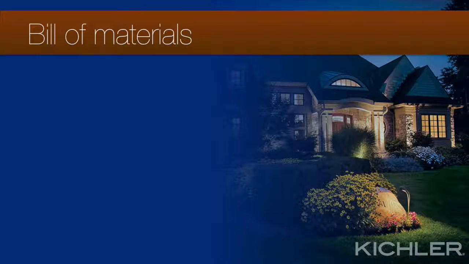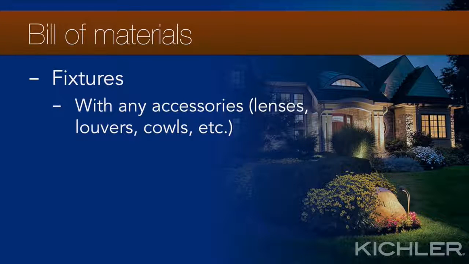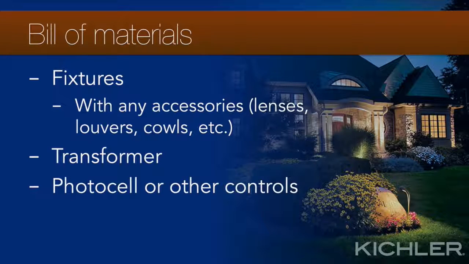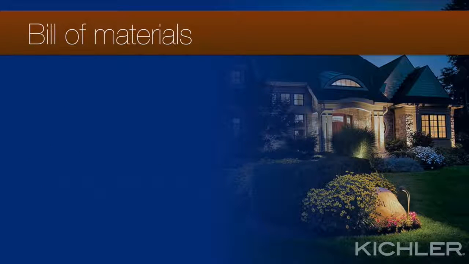One of the great things about landscape lighting is that there are relatively few components. Here's a checklist to make sure you don't forget anything at the distributor. Fixtures, plus optional accessories like lenses, louvers, cowls, wall, or tree mount kits. Your transformer, photocell or other controls.